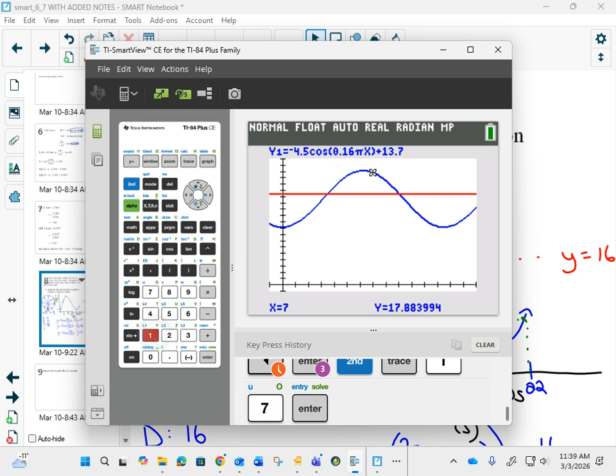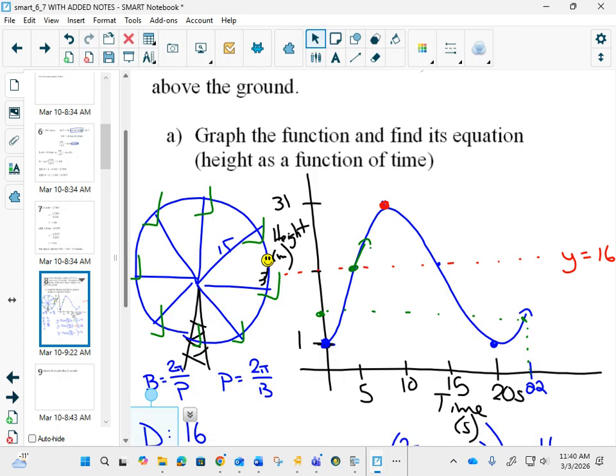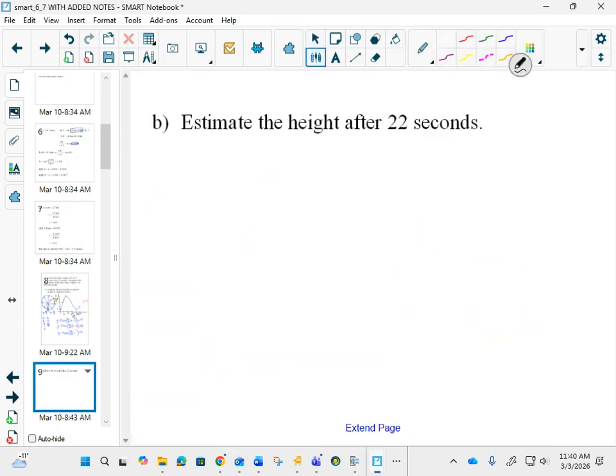It's that easy to get the answers from your calculator. You can try 11. 10.41. You can put any number in. It will calculate the value if you put in a graph. So we estimated 4 meters. We could actually type it into our calculator and find the exact value if we wanted to.